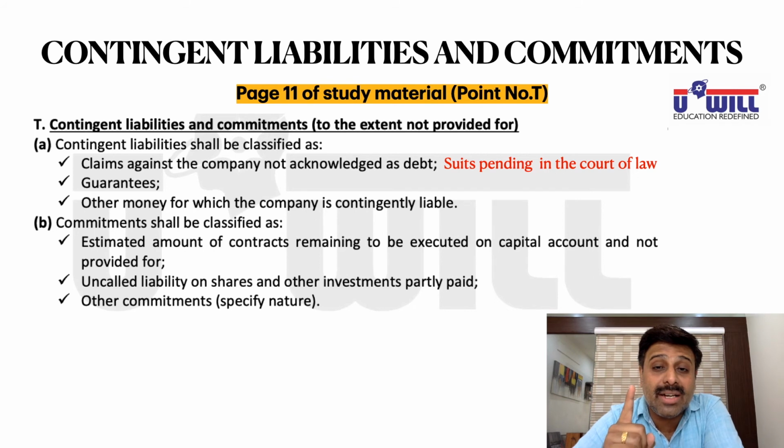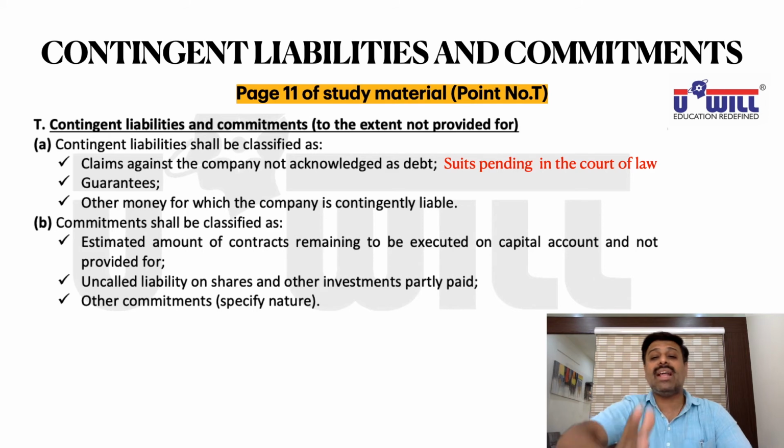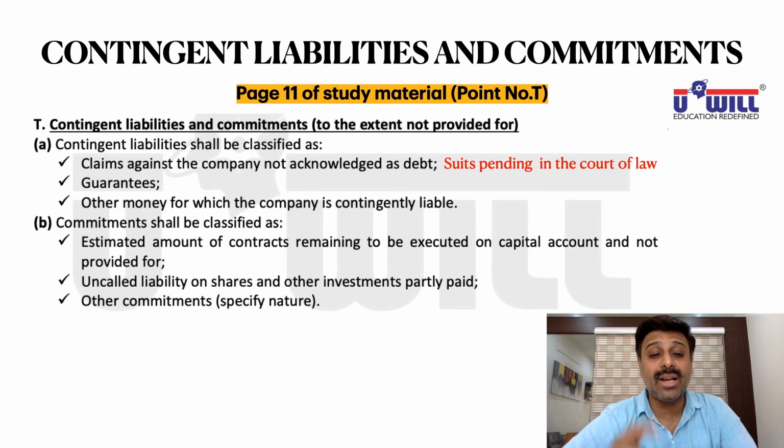Only if the judgment comes in his favor in future, if the company loses the case in the court of law. So is it a certain liability? No, it's an uncertain liability. We may have to pay the money, we may not have to pay the money. Is it dependent on the happening of an event? Yes. Which event? The judgment comes in favor of the worker. So this is a contingent liability.